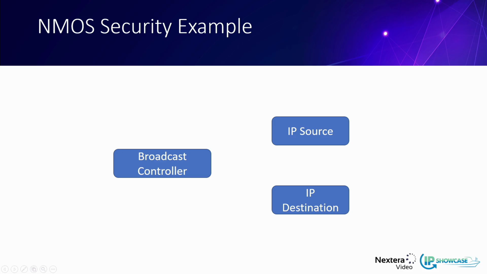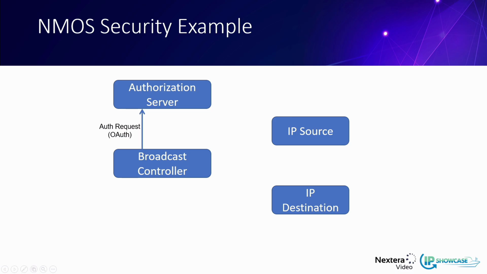An example of how this security actually works is you have your broadcast controller, an IP source, and a destination. We use an authorization server and then send the authorization request to the server. It responds with a JSON web token, and then the controller will then send that activation with the web token to the source. The source will have to verify the web token is valid using a public key provided by the authorization server. And then that source will start transmitting its essence flow.